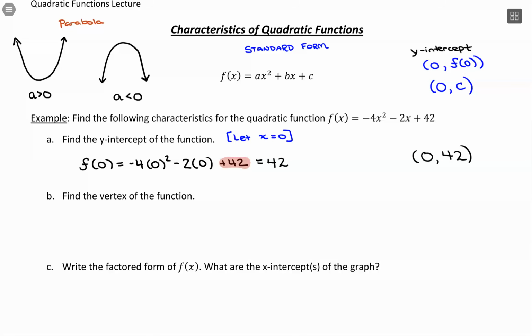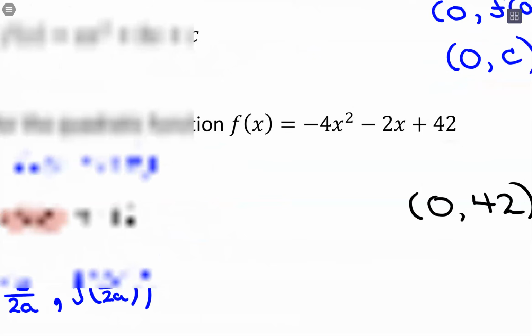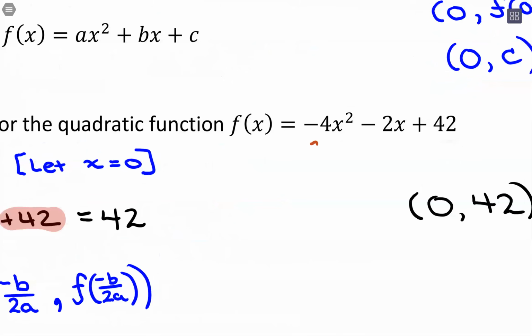The vertex. We have a formula for the vertex. If we're in the standard form, the x-coordinate comes from taking negative b over 2 times a. That will calculate our x-coordinate. And then to find the y-coordinate, we just plug x into our function. So let's try this out. If we go to our function and grab a, b, and c, a is negative 4, b is negative 2, and c is positive 42.